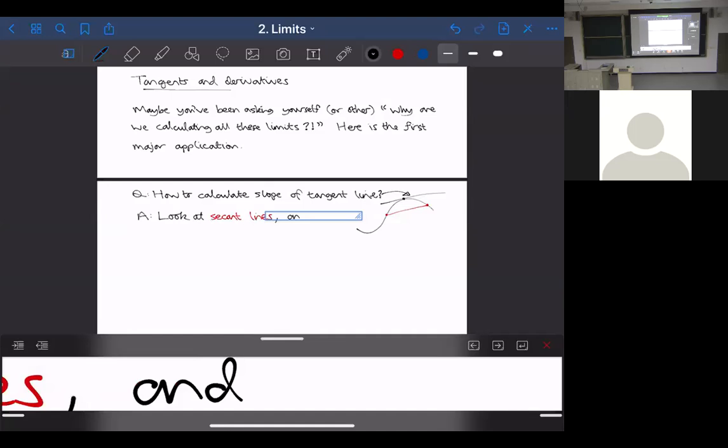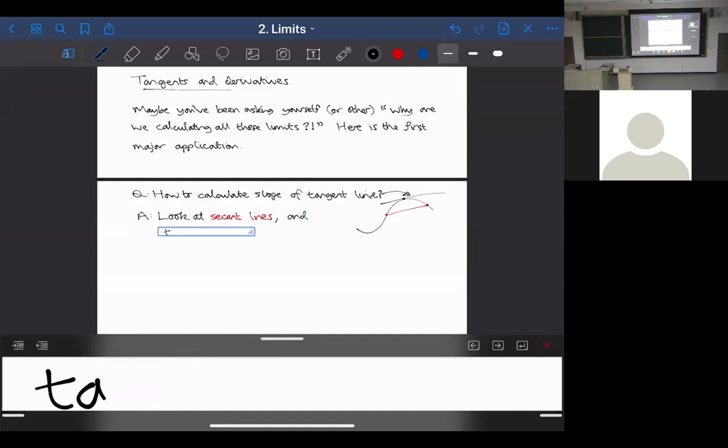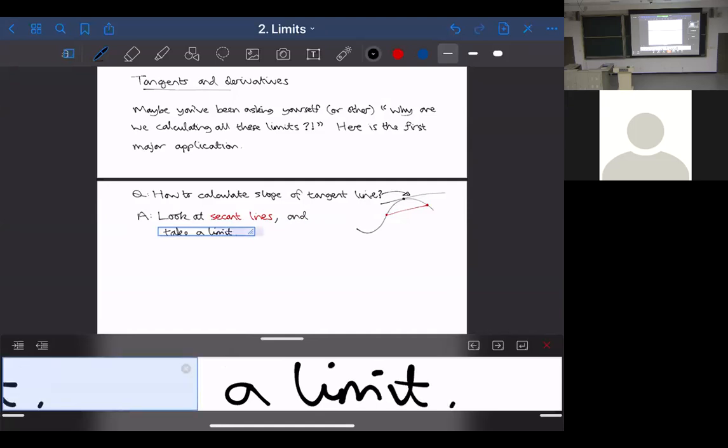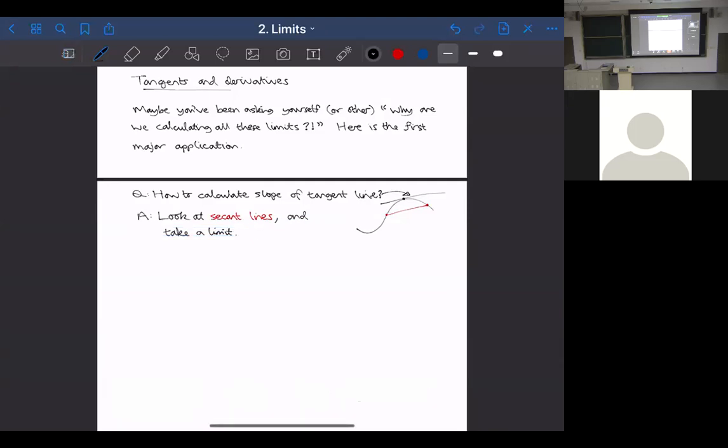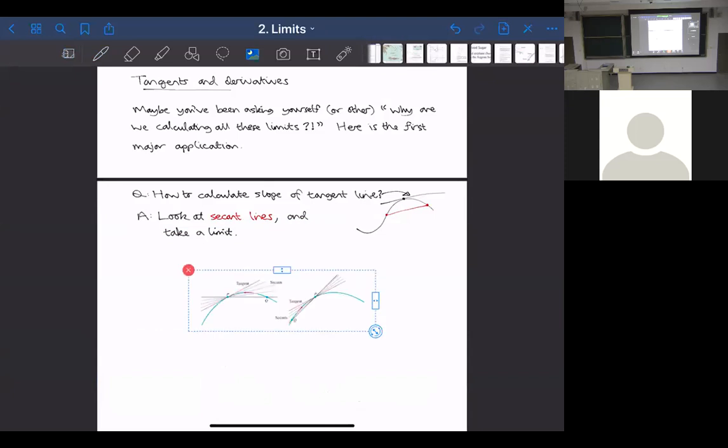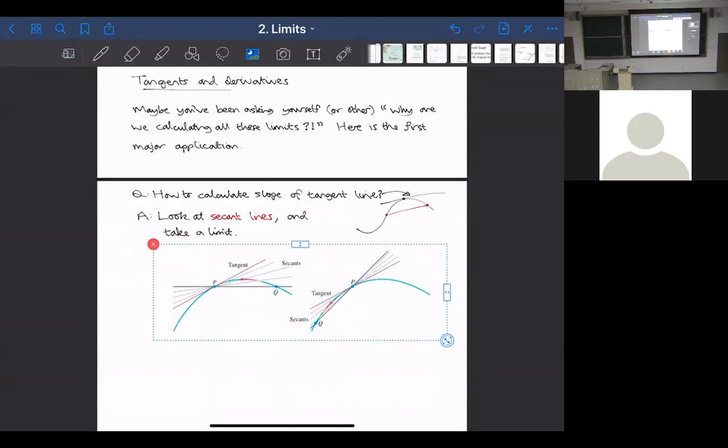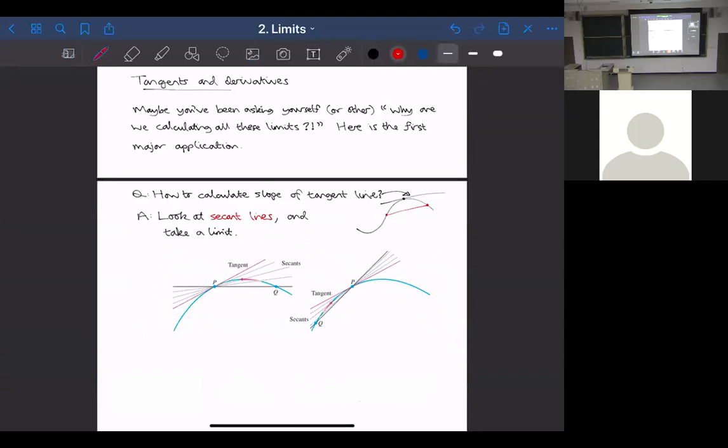And take a limit. So I'll use a diagram from the book because it's drawn there better than I can. So here I'm looking at the tangent at P. So that's the purple line. And the purple line is the tangent at P.